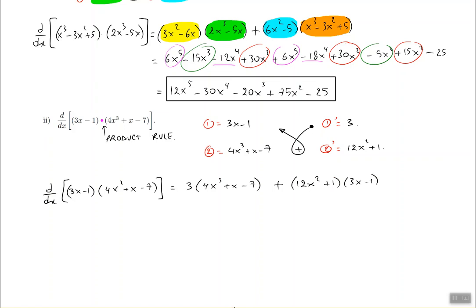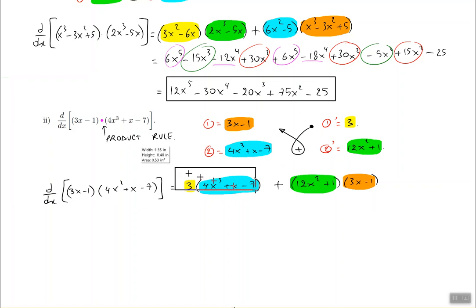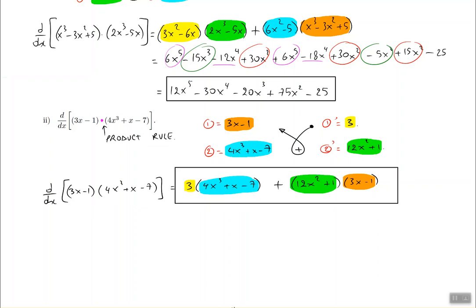So again, the way we multiply is the 3 gets multiplied first with the 4x cubed plus x minus 7. Then you multiply the 12x squared plus 1 together with the 3x minus 1 that was originally there. So that's kind of how you multiply it. And at this point in time, that is already the answer. So if you put a box around this, you're technically correct. However, usually people want the answer simplified.